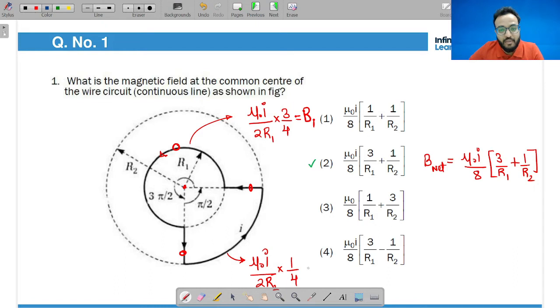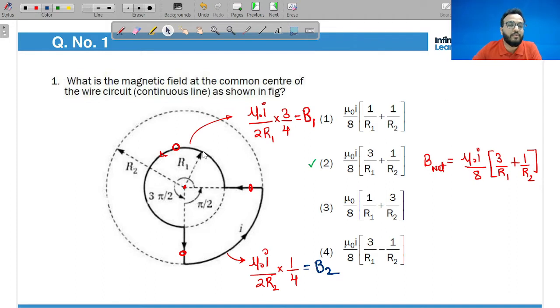Similarly, when I talk about B2, as you can clearly see, 1/4 of the portion is there, and the magnetic field will be mu naught I by 2 R2 into 1 by 4. Now, to get the total magnetic field, you have to add both these magnetic fields. Can you see that? Why am I adding? Because the sense of direction of the current is the same. In the first coil it is going anti-clockwise, and in the second coil, the one with the bigger radius, it is also going anti-clockwise. So the direction of the magnetic field through both the coils will be the same, and hence we can directly add them algebraically, and B1 plus B2 will give you the net magnetic field. I hope it is clear.